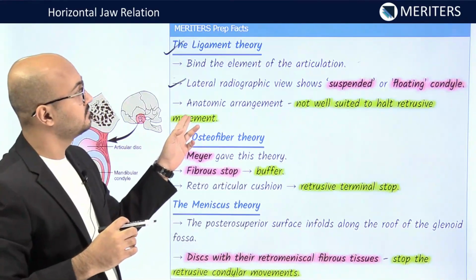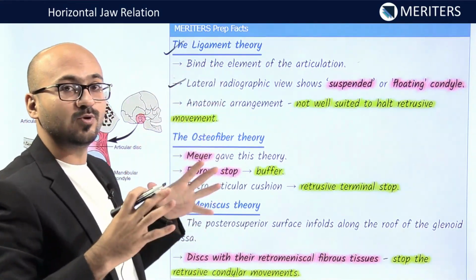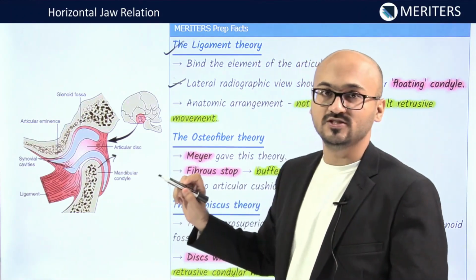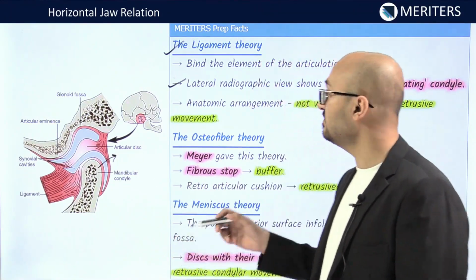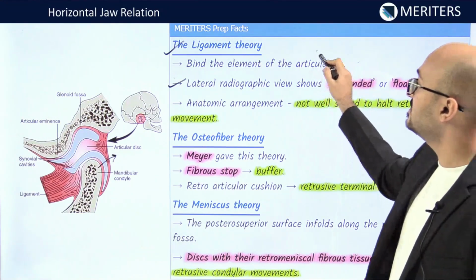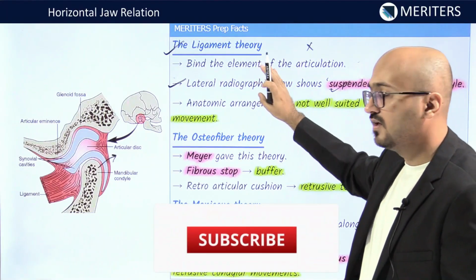Now what does this mean? That the ligaments are the ones causing the binding, that are responsible. The ligaments are the ones keeping the condyle in its retruded position. But when they checked on the radiographs, it was seen that the condyle is in a suspended position, and this theory was not accepted. That is why this is not a very acceptable theory.